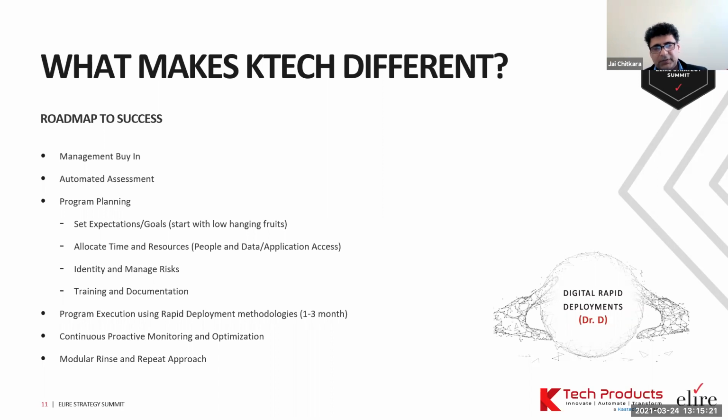How do you execute it? We have a recipe which works in the rapid deployment methodology, between 1 month to 3 months. We actually implemented AP invoice automation in under 3 months, and it was about a 9-month type of project.